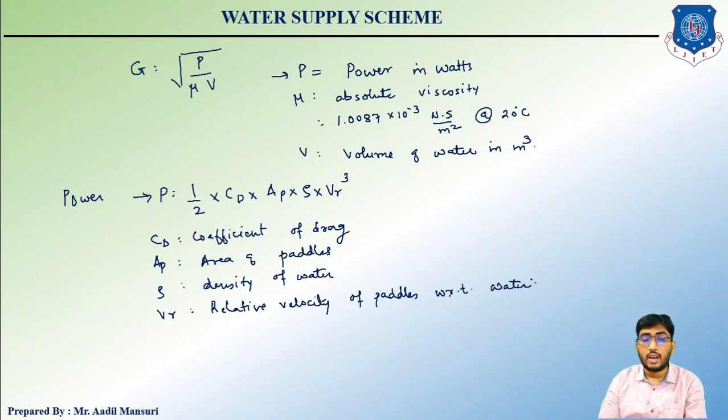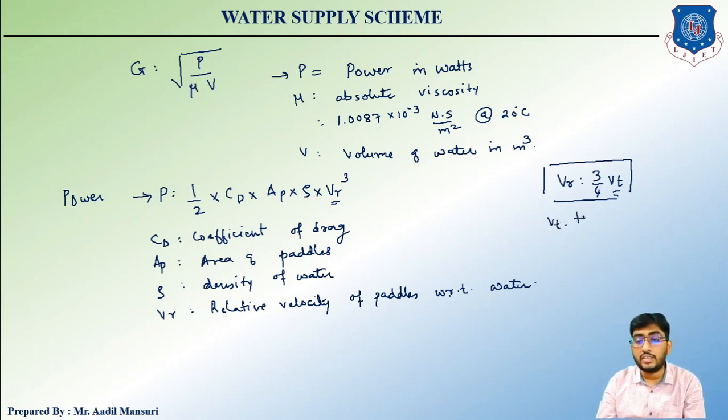Okay, now there is another relation which is known as VR equals 3 by 4 of VT. So in case we are not given VR, then we have to assume VT, and from this relation we have to find out VR, right? So VT here will be tangential velocity, right?